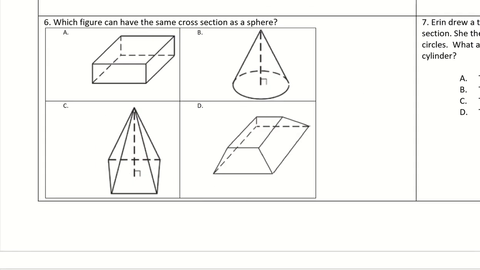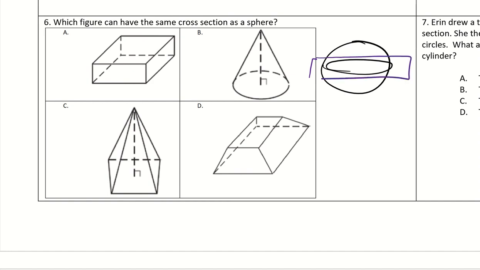Which figure can have the same cross section as a sphere? So remember, if you have a sphere and you slice it with a plane, then you're going to get a circle, right? So we need the cross section to be a circle. If I slice this with a plane, I'm going to get a rectangular cross section. If I slice this parallel, I'm going to get a trapezoid cross section. Hopefully y'all can see that.